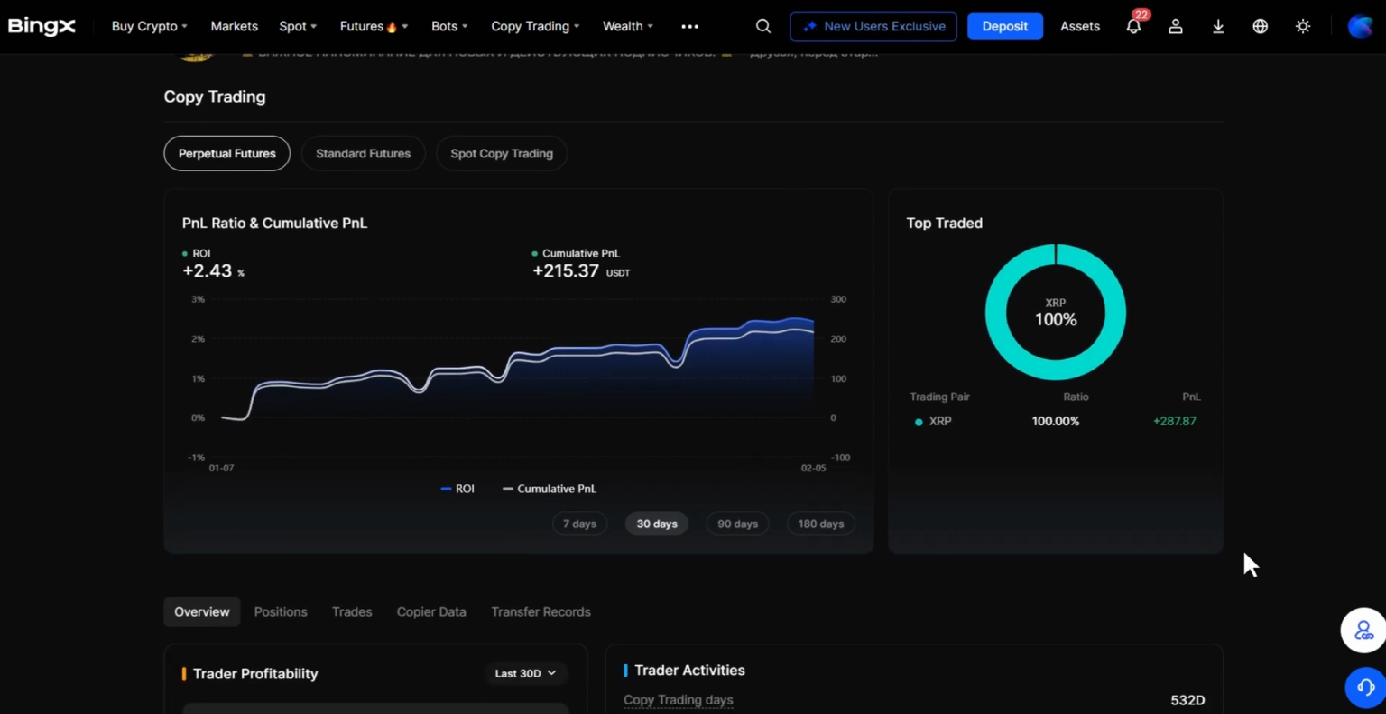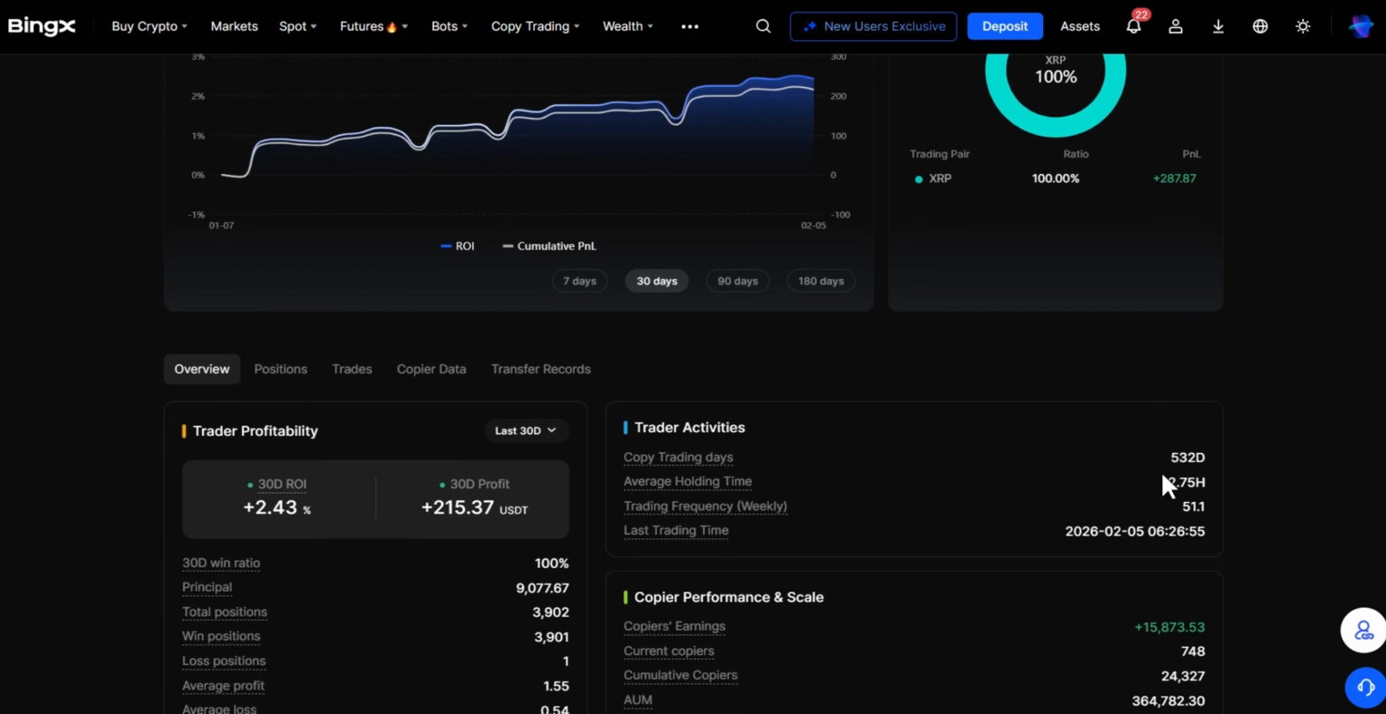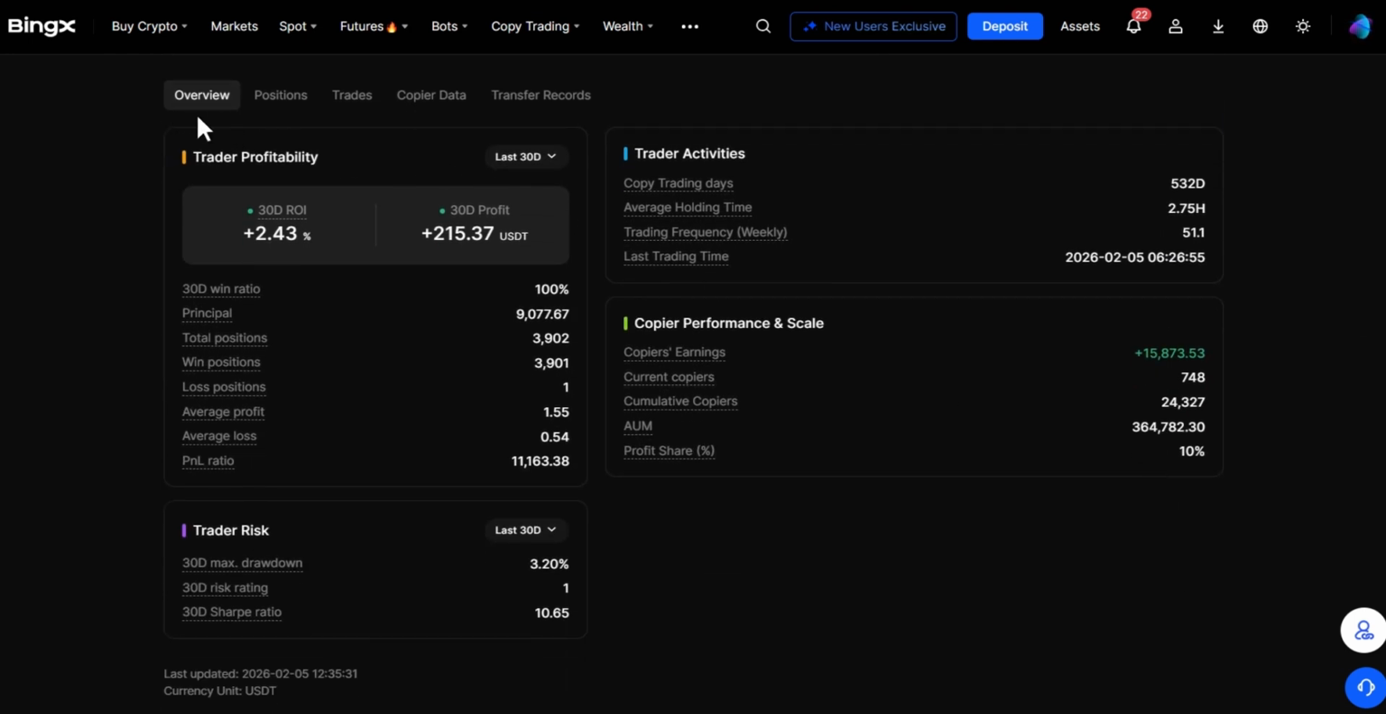This shows you which cryptocurrencies they focus on. I personally prefer traders who stick to major coins like Bitcoin and Ethereum because they're less volatile and less risky than low cap altcoins. Under the overview tab, you can see the trader profitability section, which shows their ROI and profit for the last 30 days.